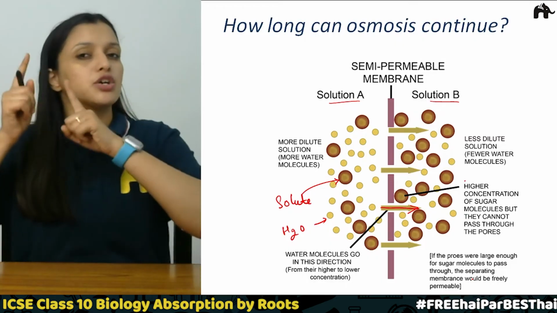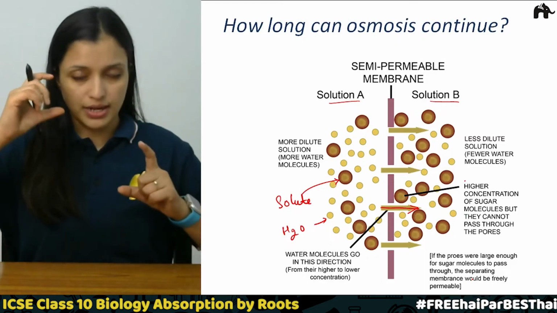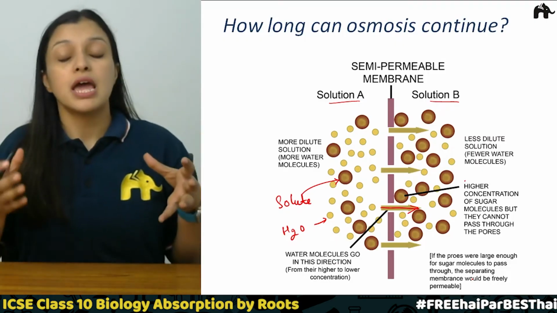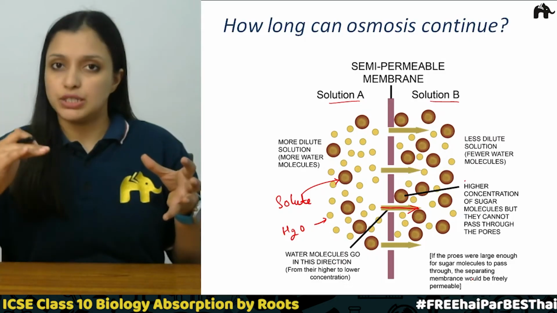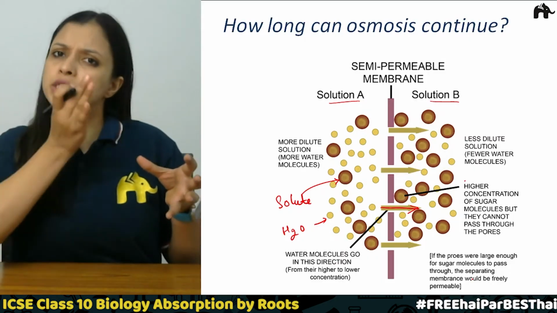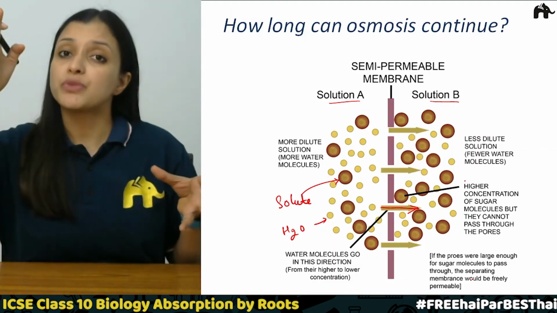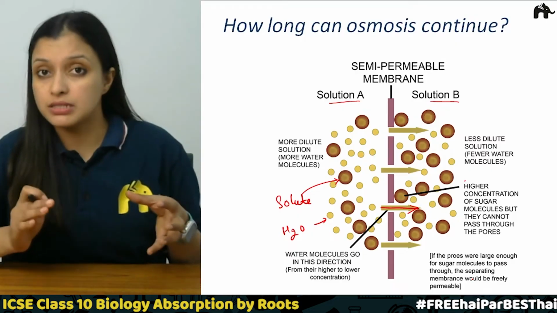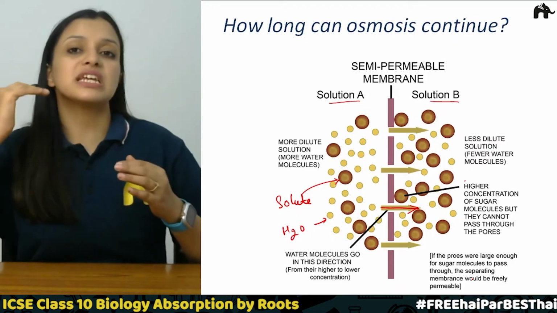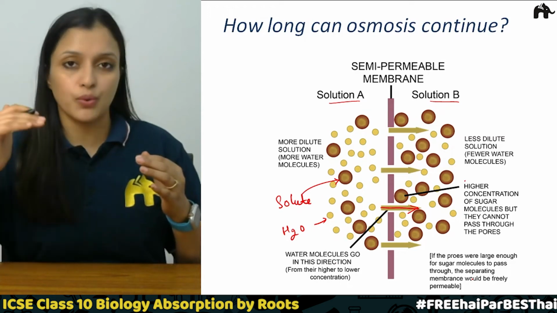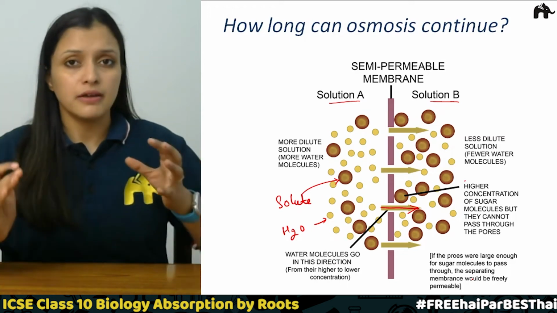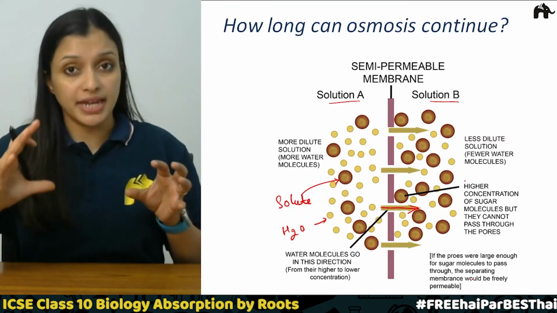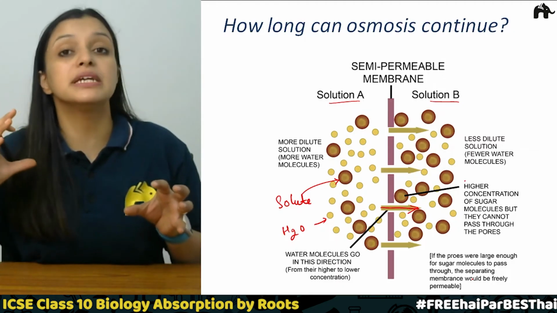Now just recall that experiment where we were using the thistle funnel, where there was a sugar solution and it was kept in a beaker containing water. Now this osmosis will continue, right? The water molecules will continue to move from the beaker to the thistle funnel, but a time will come when there will be no osmosis, because the height and the weight of the column is increasing as the water molecules go from beaker to funnel, but there is no movement from funnel to the beaker side, correct?